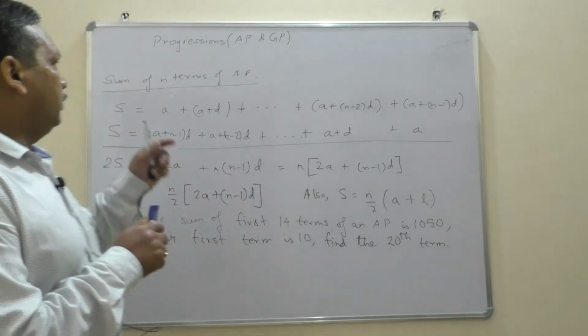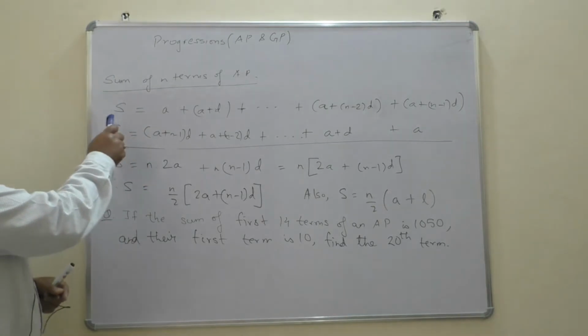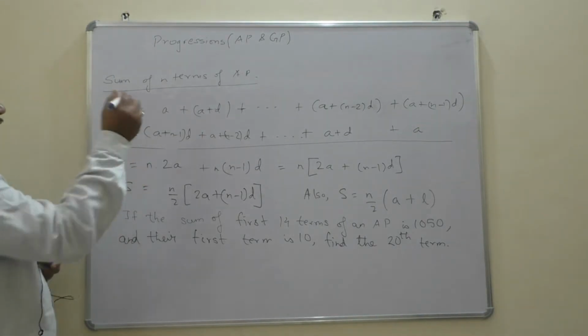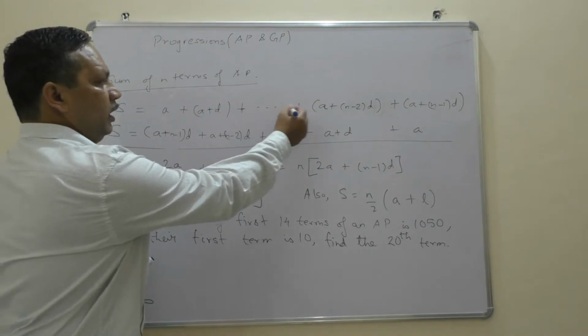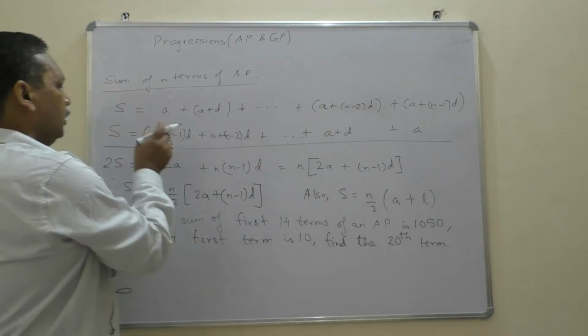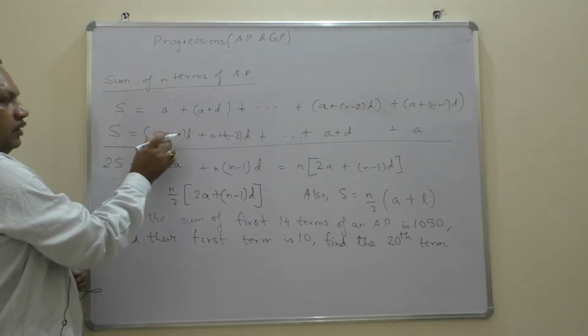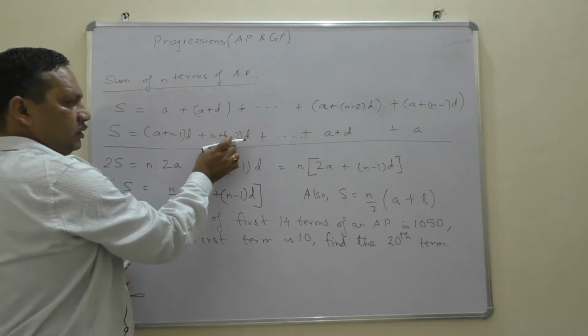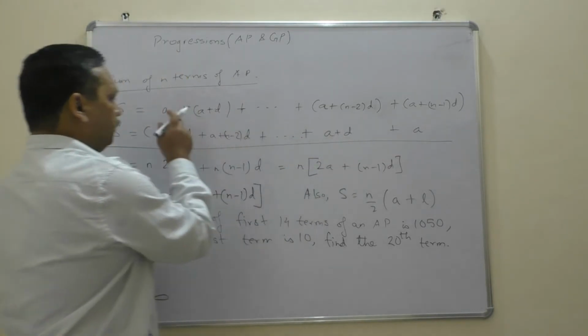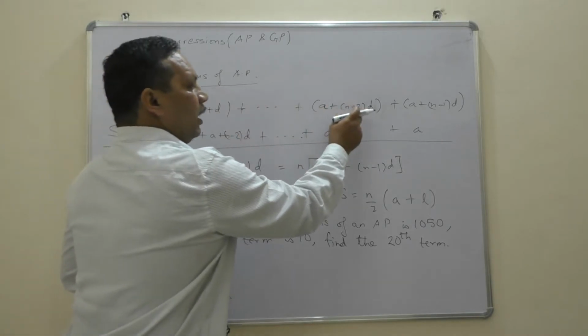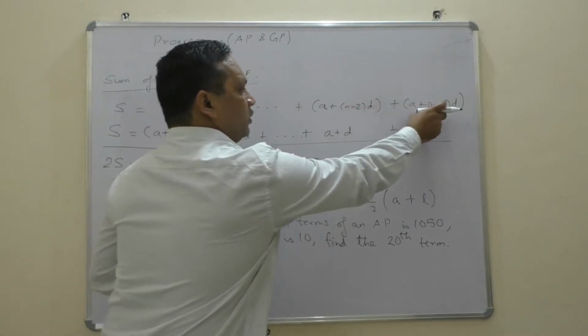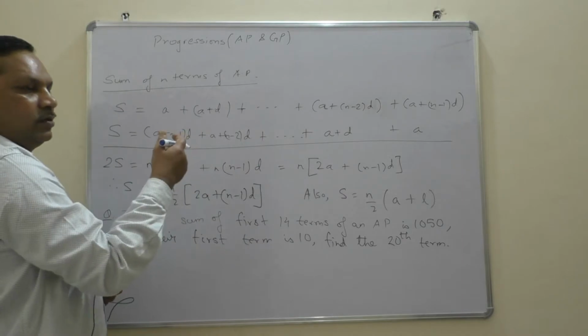Now if you see the sum of n terms of an AP, the terms are a, a plus d, a plus 2d, and so on up to a plus (n minus 1)d. And you can rewrite it in reverse as a plus (n minus 1)d, plus a plus (n minus 2)d, and so on. It is the same. This is the first term, second term, third term, and this is the (n minus 1)th term, this is the nth term. Clear? You already did this in the last lecture.